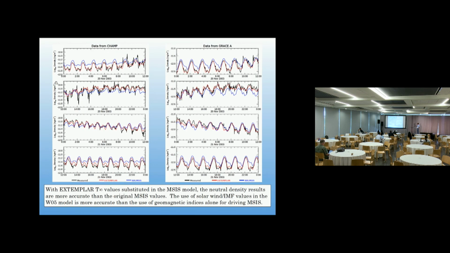And so then, once you have the model predicting the temperatures, you can then feed them into the MSIS model and then predict the densities. And so that's essentially what is shown here: when we do that as a feedback loop, the EXTEMPLAR model is able to do a much better job, which is in red, compared to the original MSIS model. So this is one way to calibrate the MSIS model. And it seems to be working pretty well.